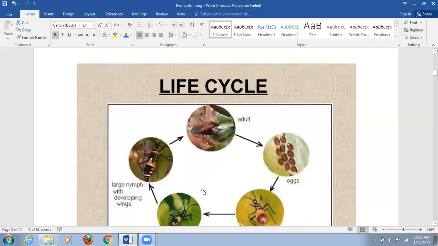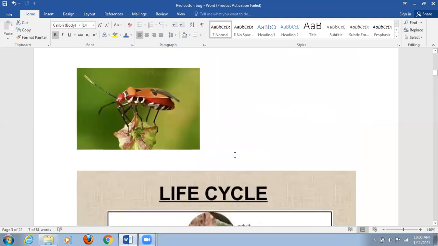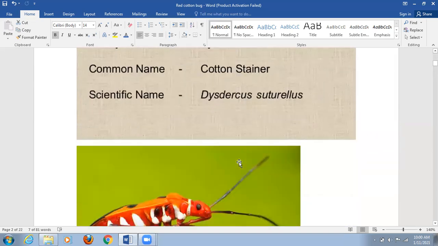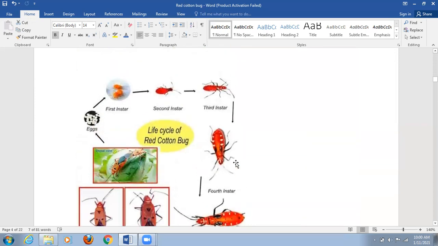So let's look at the life cycle of this particular red cotton bug. Obviously the female is going to lay the eggs. The adult female lays the eggs during the spring, and they lay the eggs in a cluster. There is another diagram we have. Let's see these diagrams first. Yes, here. This one is the life cycle of the red cotton bug. Here, as I told you, the female lays the eggs in a cluster.